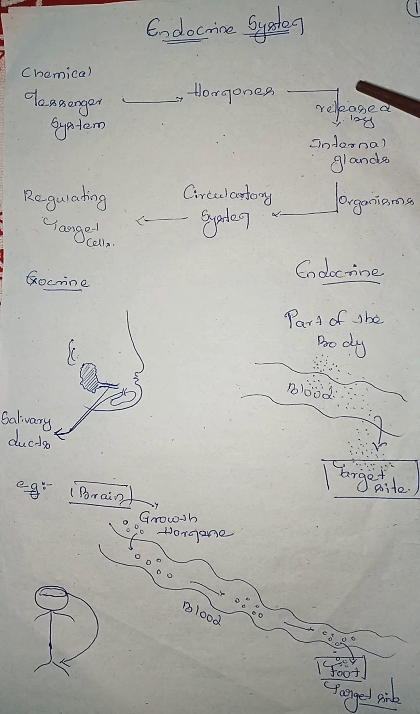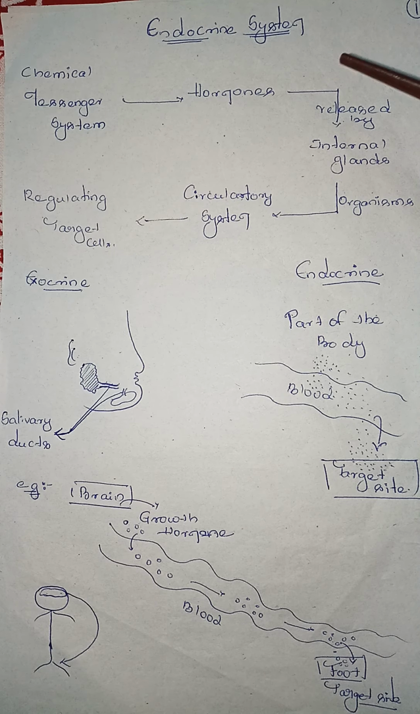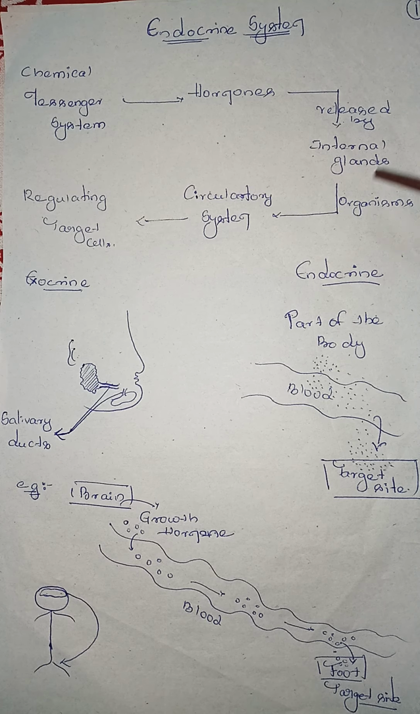Today we'll learn about the endocrine system. It is nothing but the chemical messenger system that produces hormones, which are released by the internal glands of our organisms into the circulatory system for physiological processes by targeting the cells. Here, internal glands are nothing but the endocrine glands.